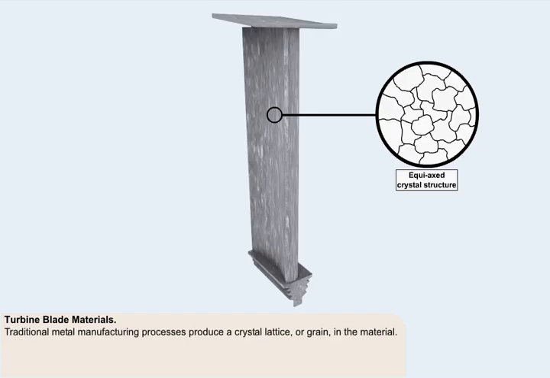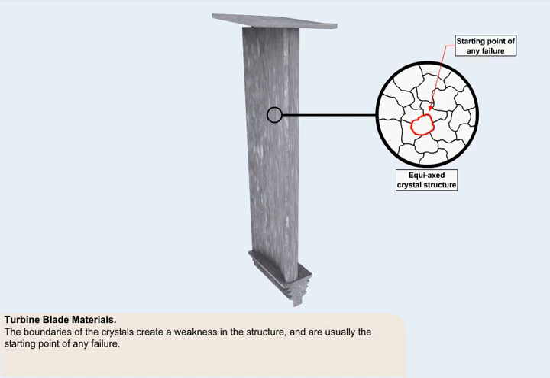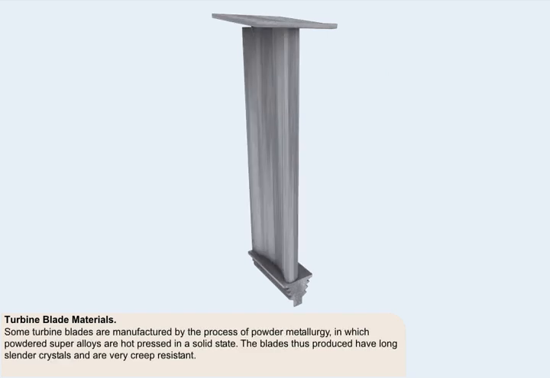Traditional metal manufacturing processes produce a crystal lattice or grain in the material. The boundaries of the crystals create a weakness in the structure, and are usually the starting point of any failure. Some turbine blades are manufactured by the process of powdered metallurgy, in which powdered superalloys are hot-pressed into a solid state. The blades thus produced have long, slender crystals, and are very creep-resistant.